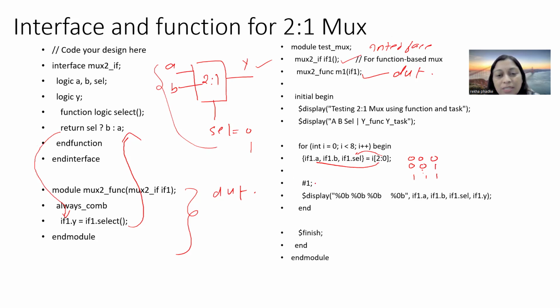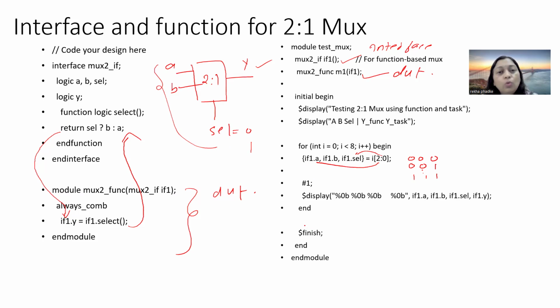Then we give a pause, or a time delay, of #1 every time here. This is just to bring in synchronization between the DUT and the test bench. So #1 or any time delay you can give here. And after every delay, I'm displaying the value of A, B, sel and Y. So Y is the value which is returned from the function and sent back to the DUT. So that's the value which gets displayed. So that's about how you can use an interface along with the function for a 2-to-1 mux.